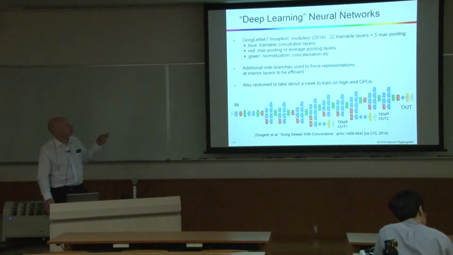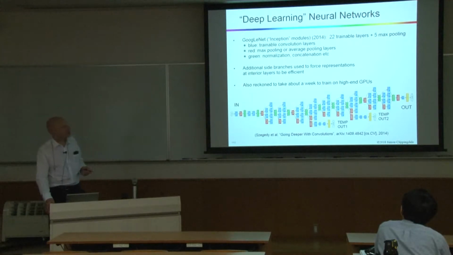designed by guess who, and they used a bunch of their so-called inception modules. You can see there's a kind of repeated modular structure to this thing. This had 22 trainable layers. The blue ones are the trainable convolution layers. The red bits are layers that do other things like local averaging or taking local maxima. The green ones are normalization and so on. This network had a couple of additional side branches.